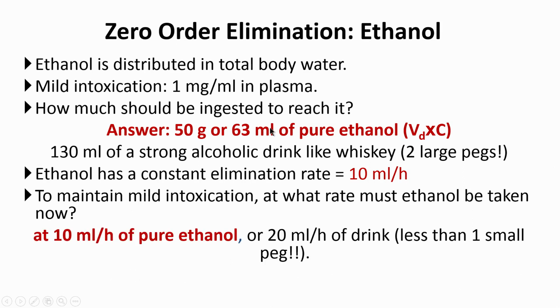So of course the answer is that we have to drink at the rate of 10 ml per hour of pure ethanol, which means 20 ml per hour of a strong drink that is about 50% ethanol. That is really not a whole lot, less than one small peg. So it is very easy to maintain this intoxication level, and in fact it is very easy to go above this if we continue to drink irresponsibly. A word of caution: if you drink too much, the drunkenness can lead to coma and eventually to death. So drink responsibly, but that is a very classic example of a zero order elimination with ethanol.